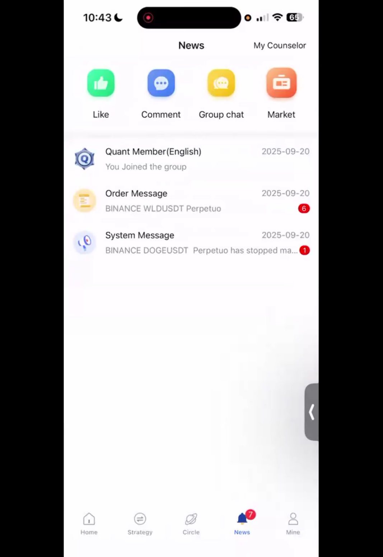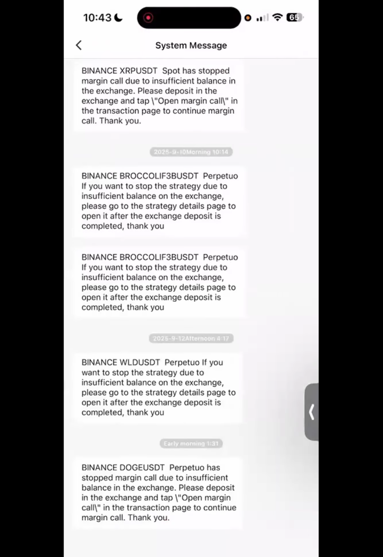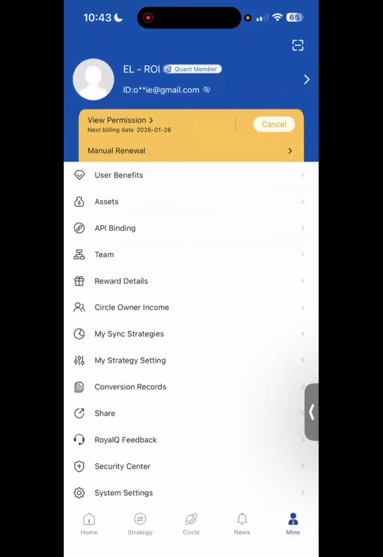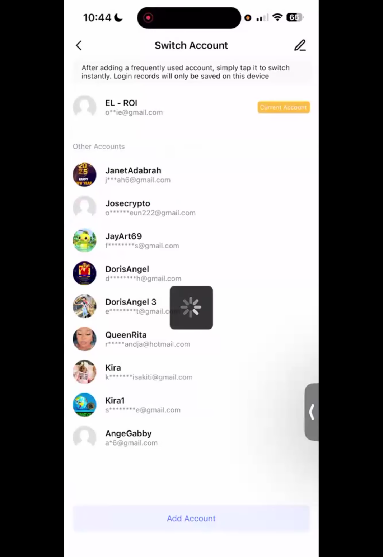Because the group chat is for RoyalQ, not our personal group chat. So people from all walks of life join in over there. Okay, so you still see the other message here, and you still see the system message under the news. All right, I'm going to quickly switch to a different account. This one, I don't need to sign out. I just need to switch.